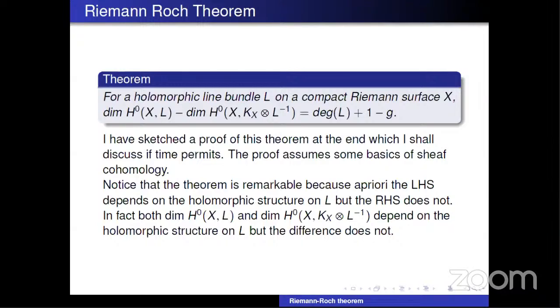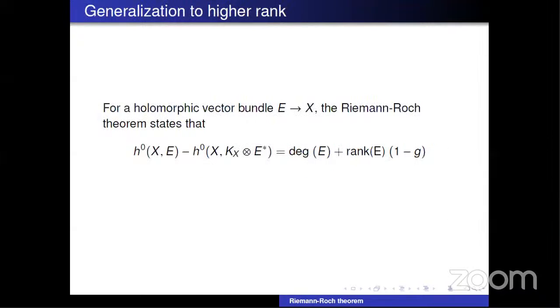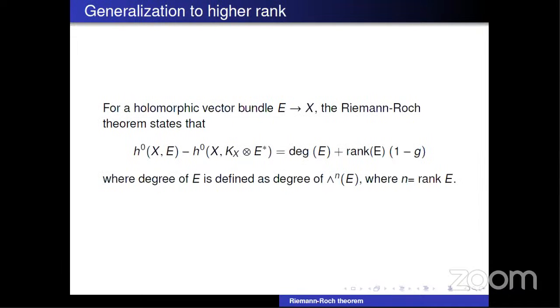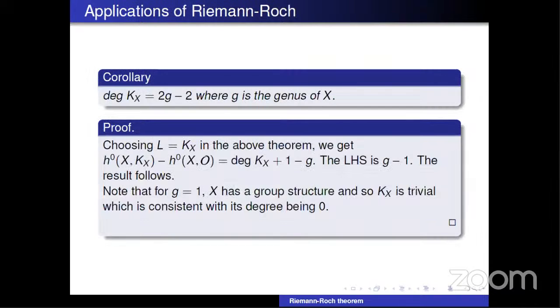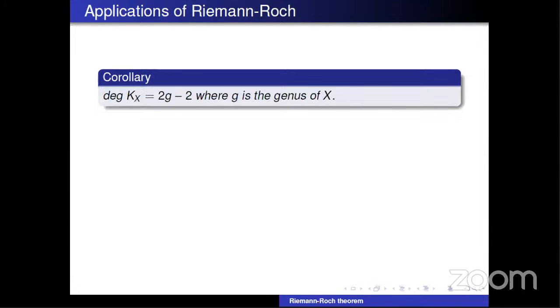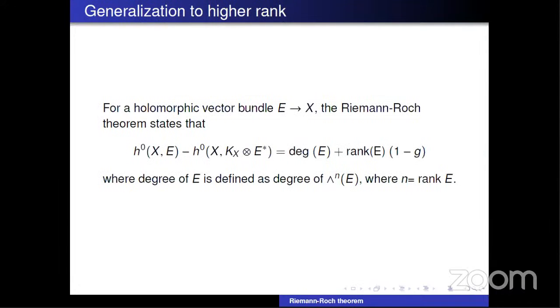Okay, so now one can generalize this theorem to higher rank. For a holomorphic vector bundle E over X, the Riemann-Roch theorem states that, sorry, one little thing. There's a small issue. This little h^0 represents the dimension of H^0. I made this comment sometime later, I should have made it at this point actually. So anyway, let me state the Riemann-Roch theorem.